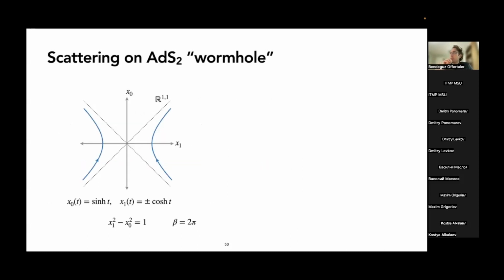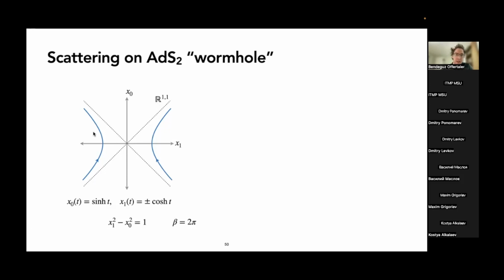Okay, so first let me try to review the scattering derivation of the double-scaled OTOC. Scattering is a Lorentzian phenomenon. So instead of analytically continuing the Euclidean correlators at the end, let's begin by analytically continuing the circular Wilson loop in Euclidean signature to a hyperbolic Wilson loop in Lorentzian signature.